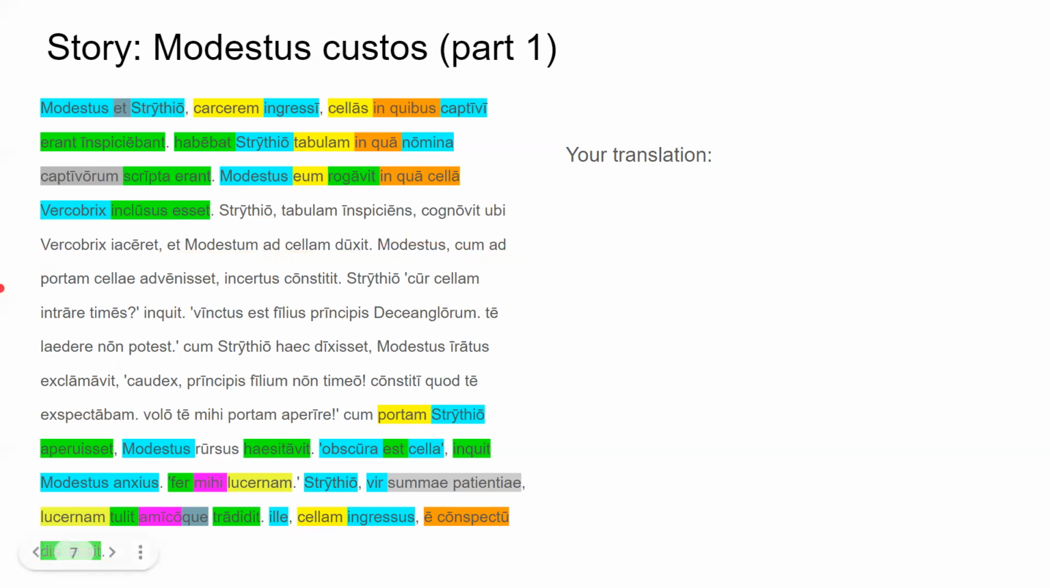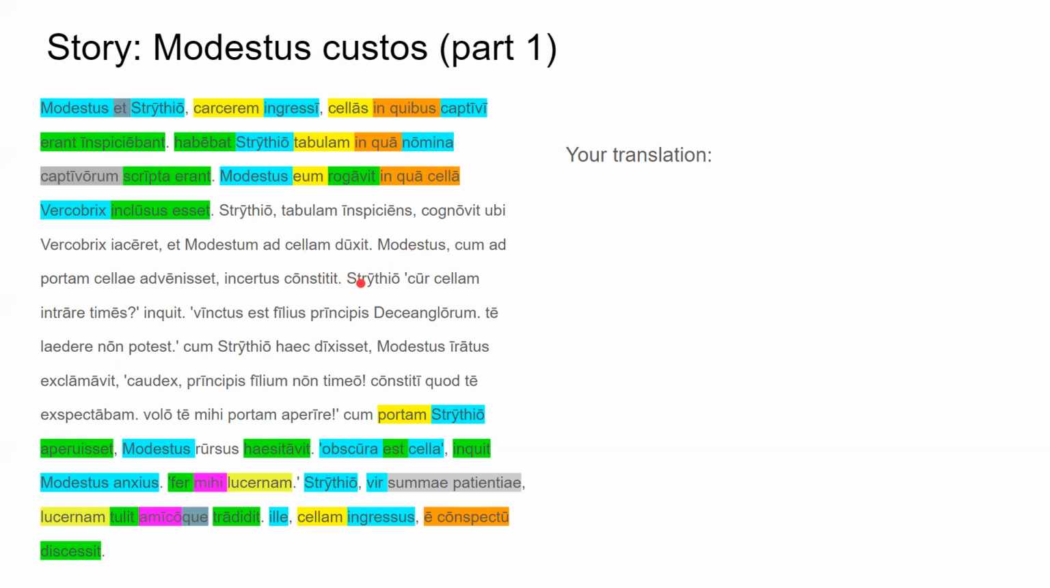Modestus cum ad portam cellae advenisset incertus constitit. So Modestus, and then everything between these two commas is a cum clause. It's a temporal clause that is subordinated by cum and has a pluperfect subjunctive verb. When he had arrived at the door of the cell, he stood there uncertainly. Incertus is nominative, it's modifying Modestus, but we translate it as an adverb. So he stood there uncertainly.